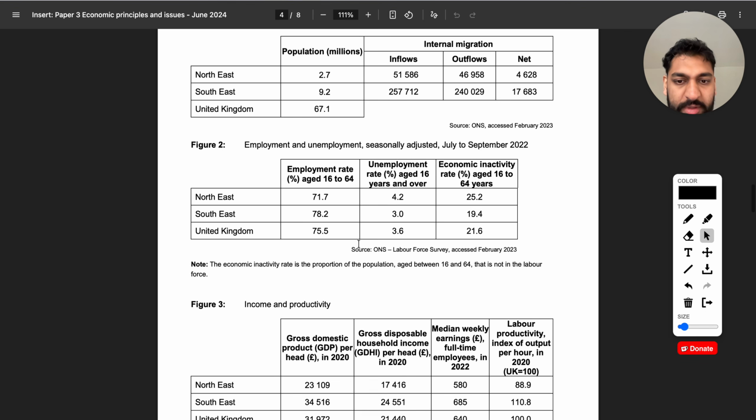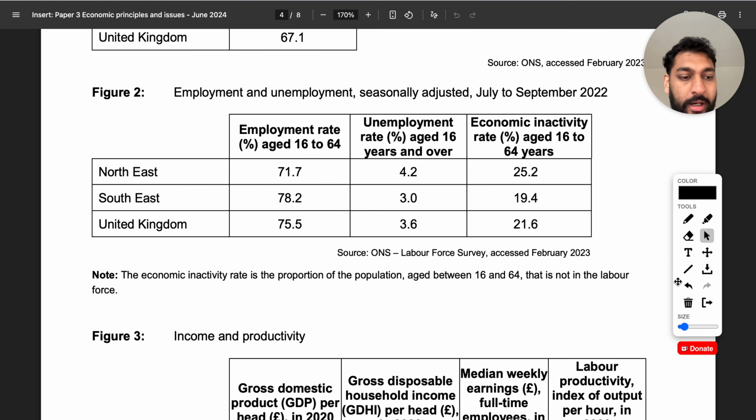Now, Figure 2 clearly shows that unemployment is lower in the southeast than it is in the northeast. Employment is higher in the southeast than the northeast, and economic activity is lower in the southeast as well. Okay.